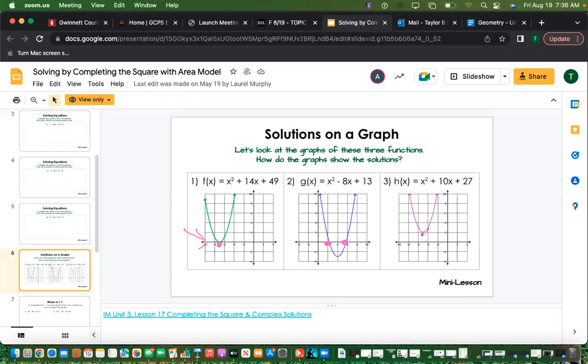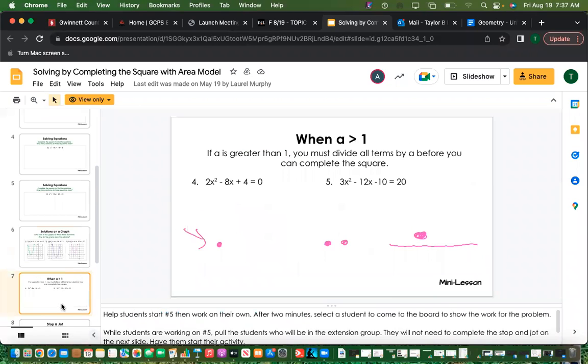Okay, on this last one, notice how it's not even close to the x-axis. Okay, notice how it's not even crossing the x-axis because it has a complex solution. Okay, so we can look straight at the graph and see that.